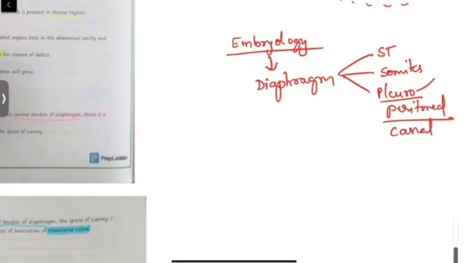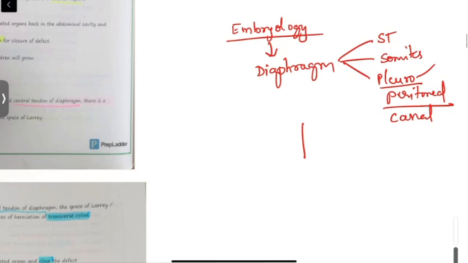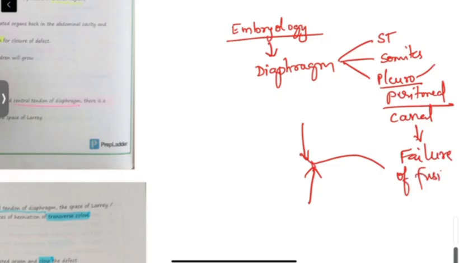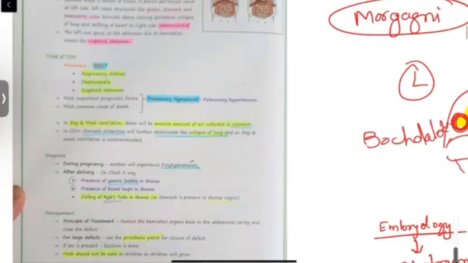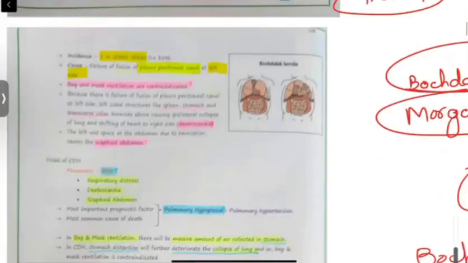Basically, it is separating the thorax and the abdominal cavity. So the pleural layer from the thoracic cavity and the peritoneal layer from the abdominal cavity come and fuse to form the diaphragm. If there is failure of fusion of the pleuroperitoneal canal, then there will be a defect on the left side of the posterolateral wall, and that is called Bochdalek hernia, and that is the cause. Basically, failure of fusion of the pleuroperitoneal canal.